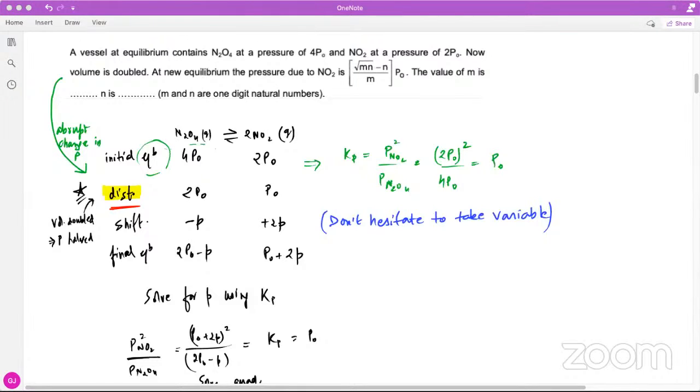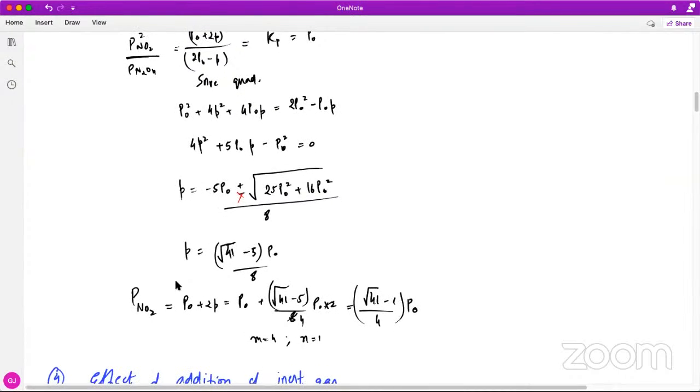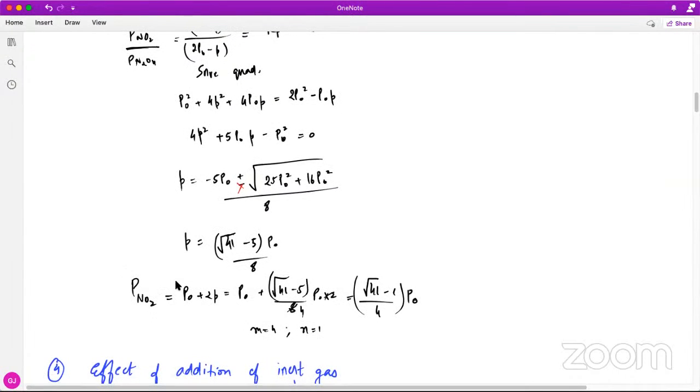Done, sir. ओके, क्या आ रहा है हमारे इनका वैल्यू? So M is 4, N is 1. ठीक है, मेक सेंस. No, wait. Actually, yeah. Yeah, got the same.